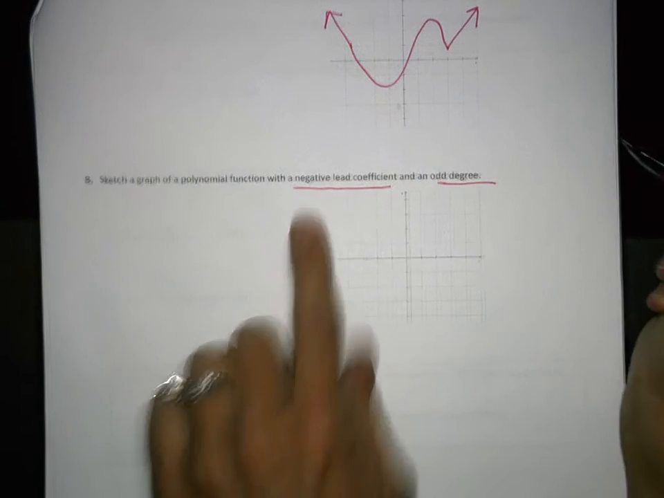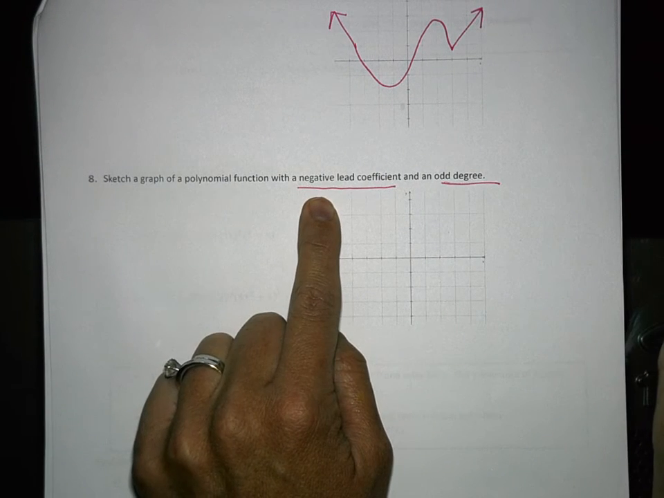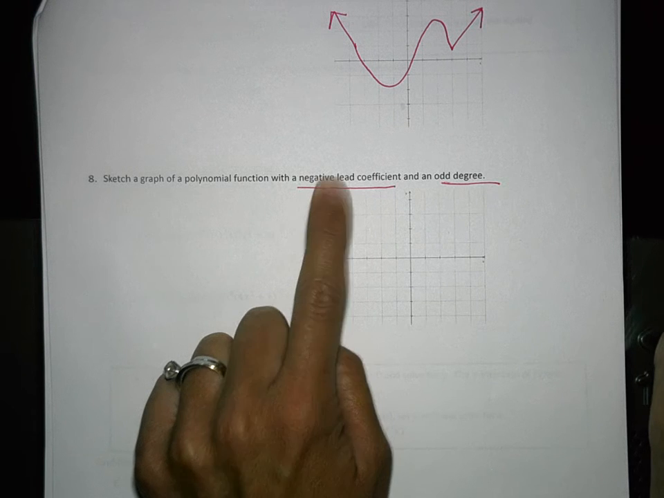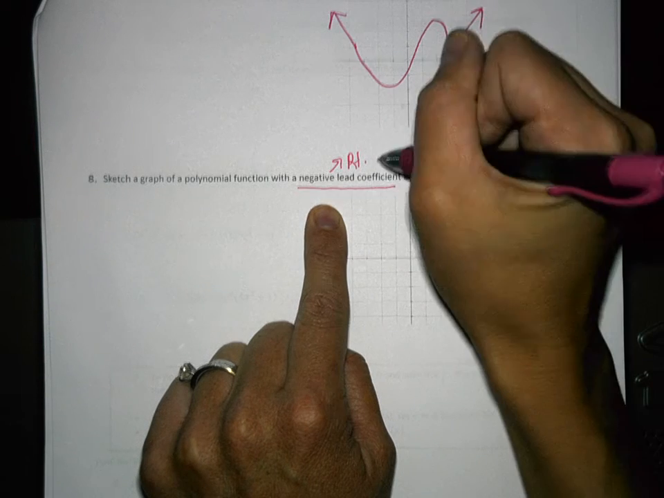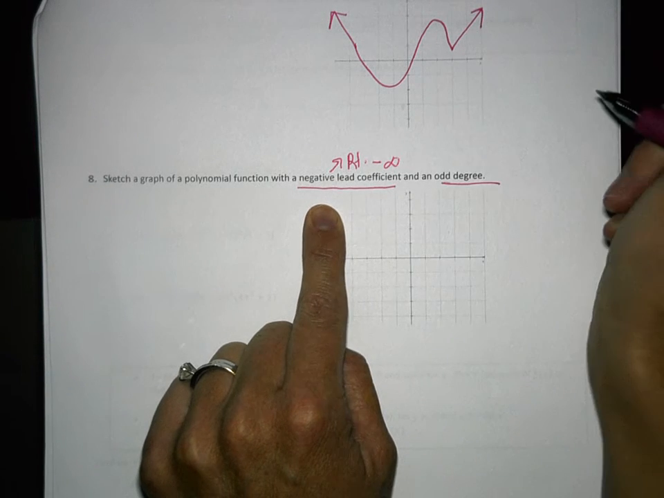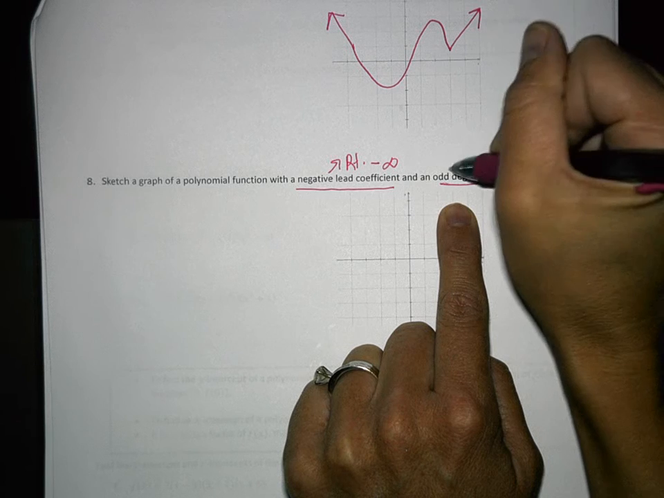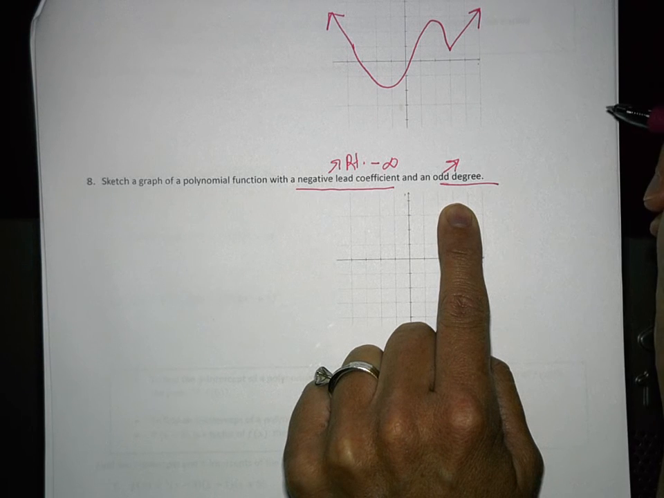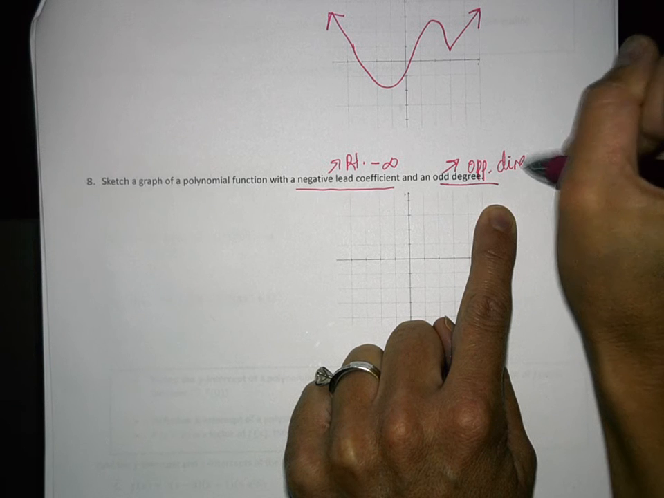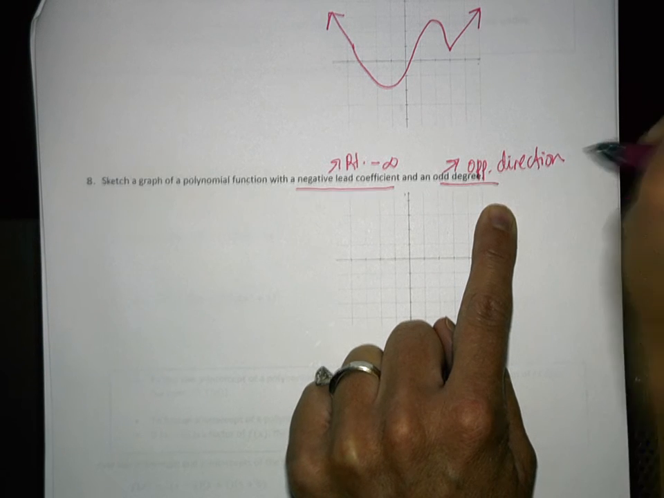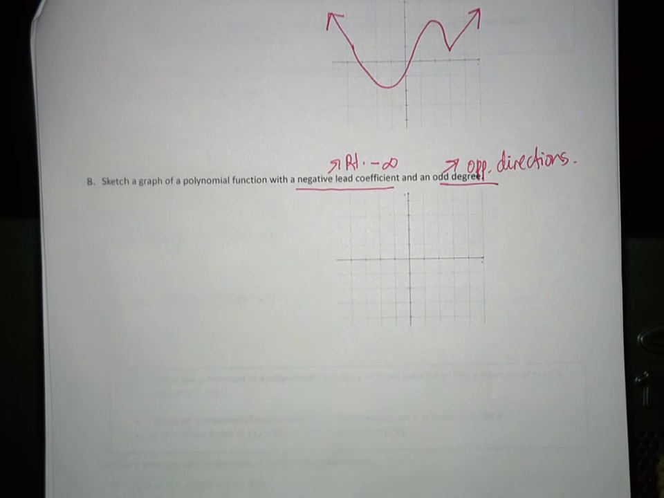Okay, number 8. Sketch a graph with a negative leading coefficient and an odd degree. Negative leading coefficient. What does that mean? What does that tell me? The right side is going to go down, negative infinity. Since it's an odd degree, what does that tell us? Good, opposite directions. Okay. Based on that information, why don't you draw a graph?